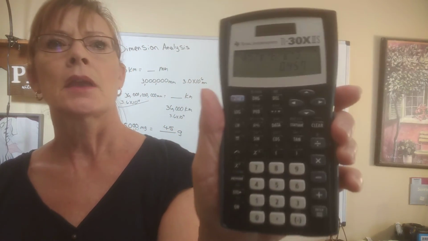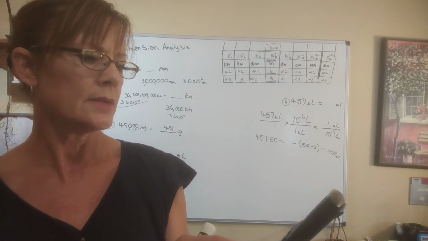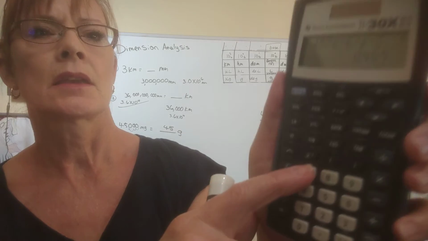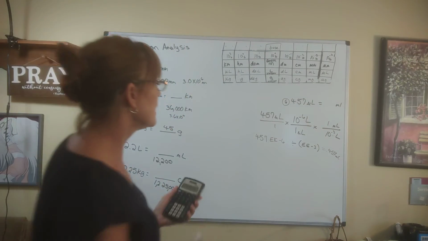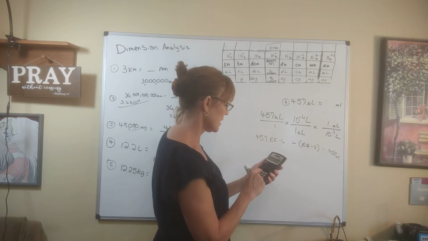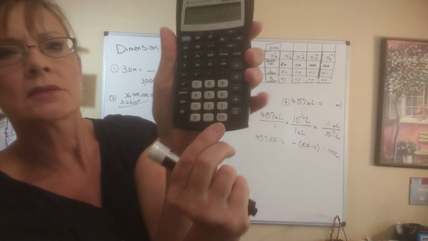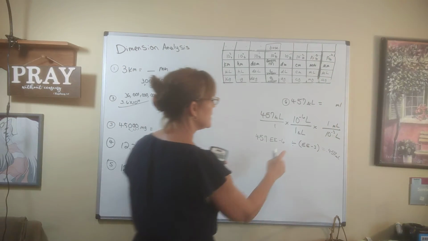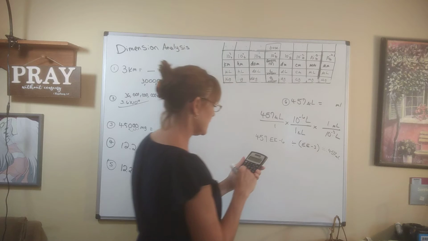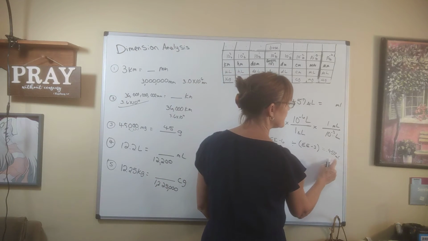I'm using this type of calculator, and to get to my EE button, I have to hit the blue second button, and it's above the X to the negative 1. I don't know if you can see that right there. So that's what I hit. I hit 457, then second, EE, negative 6, and when I use my negative, I use this little negative right there. Then I hit my division button, and I hit the second EE, negative 3. That gives me 0.457 milliliters.